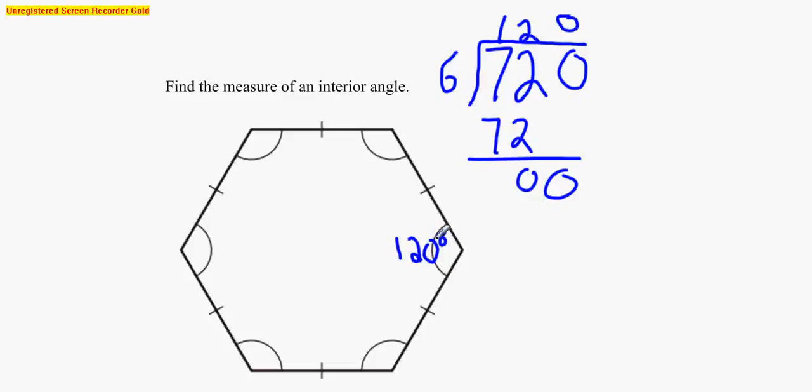Okay. So that's the first video on just interior angles. The next video will discuss exterior angles.